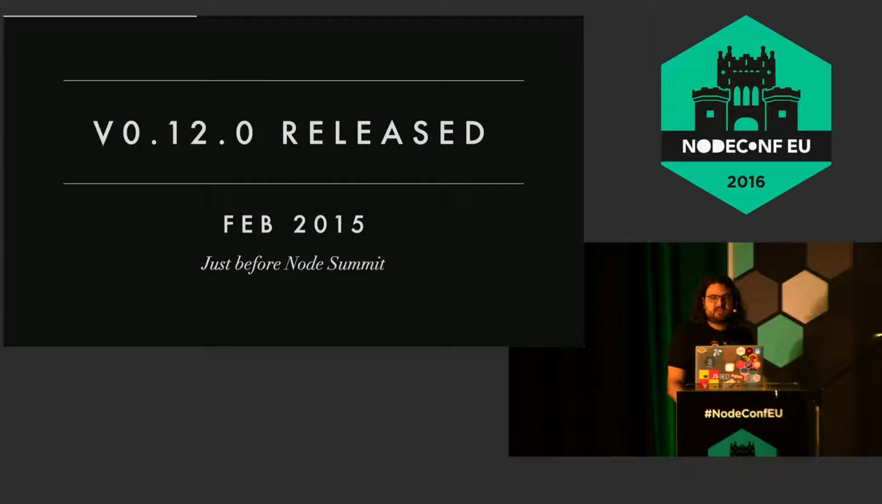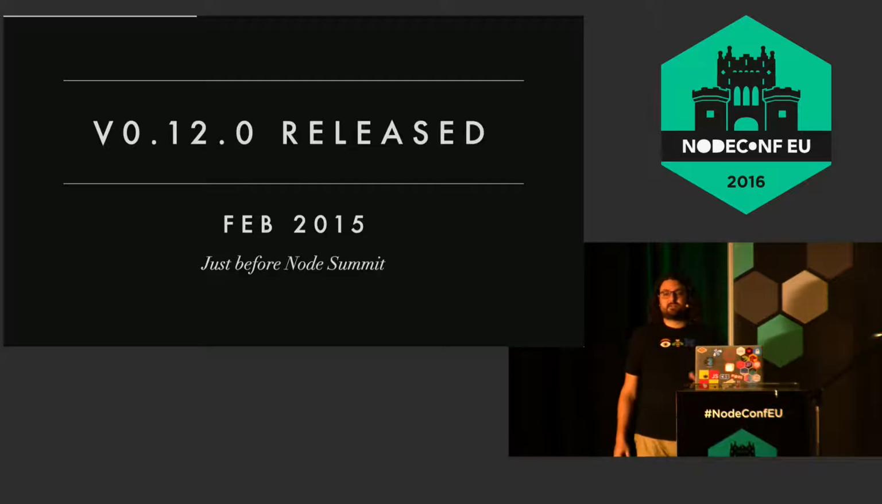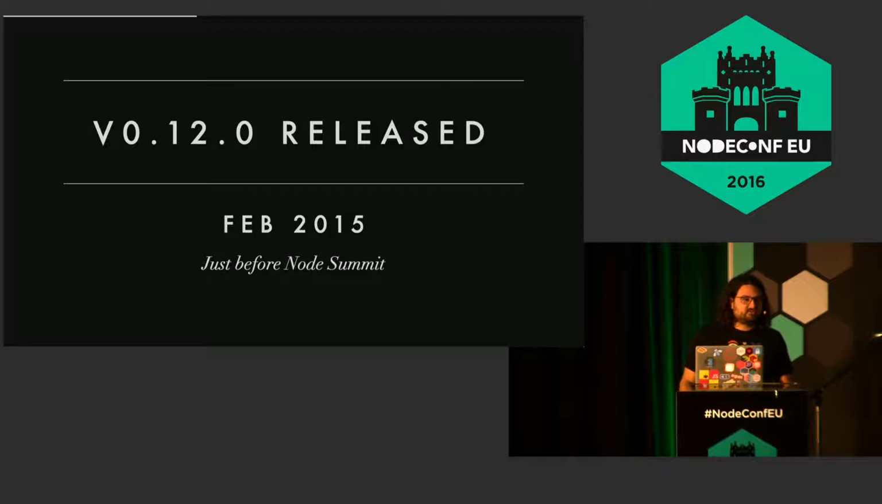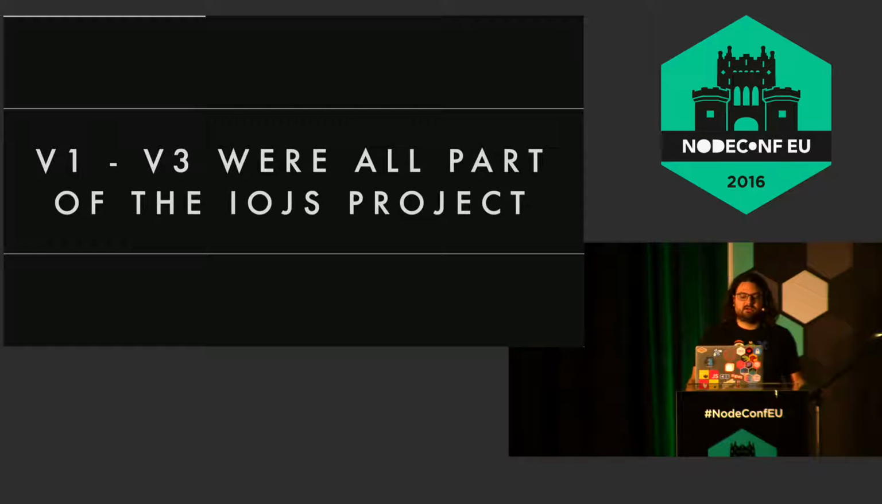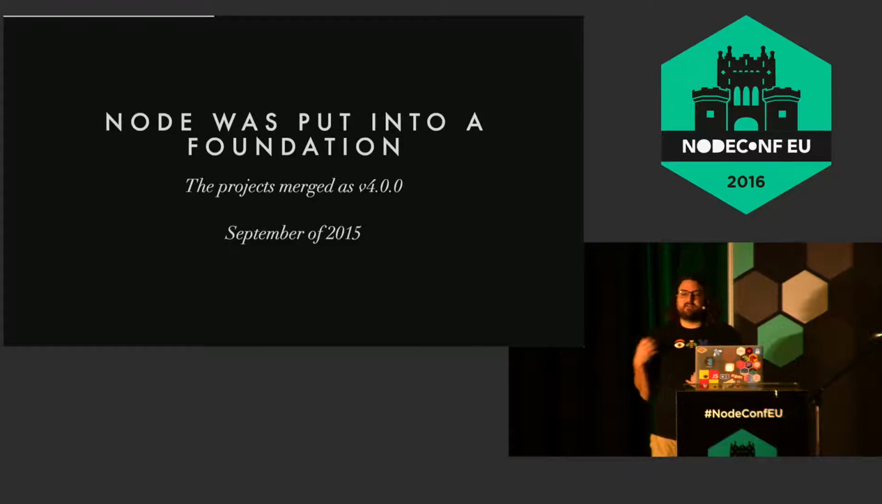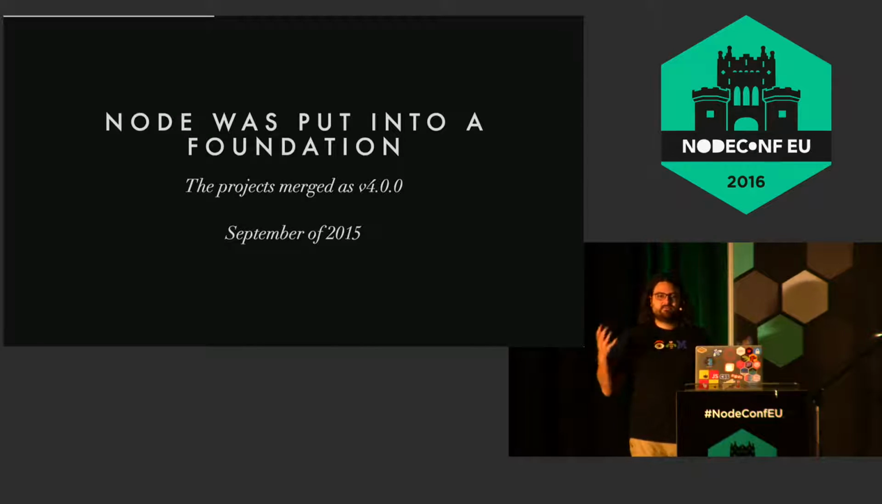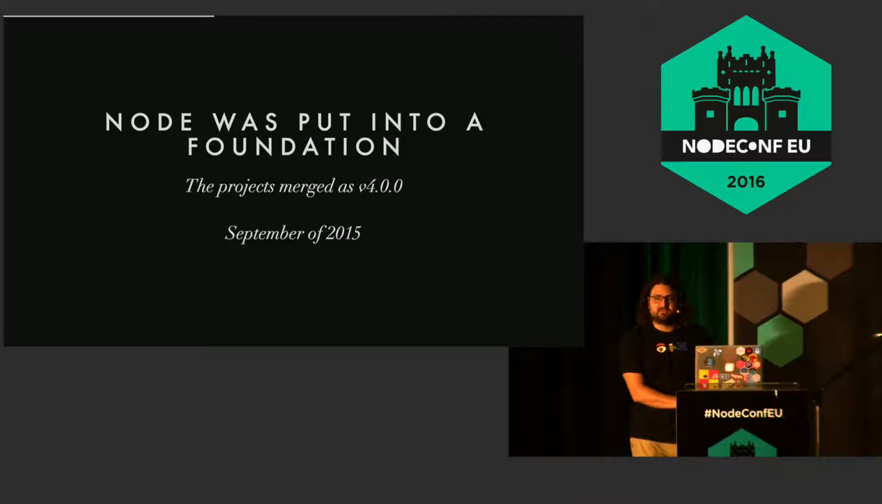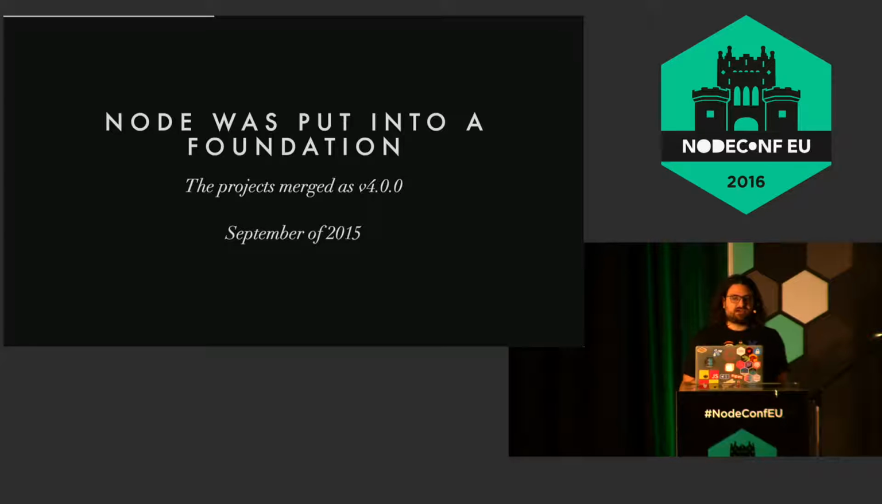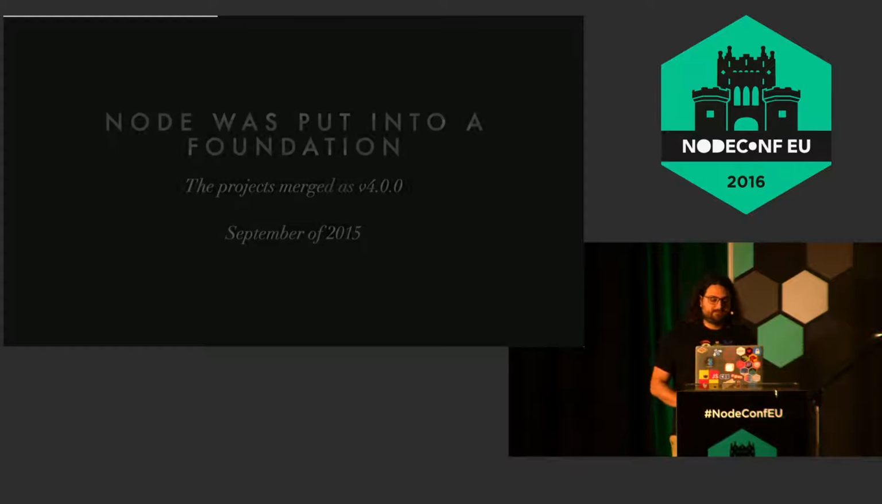In February 2015, at Node Summit, Joyent released v0.12. v0.12 did not have that much of a delta from 0.10. Primarily, it was an update to V8 and some internationalization stuff that was added. But it was not what was included in v1, 2, and 3 of io.js at all. As I had said, they were all part of the io.js project. Node was put into a foundation as a way to have a peaceful resolution to the fork. And the projects merged as version 4.0.0 in September of 2015. So 4.0 was the merging of v0.12 and Node v3.